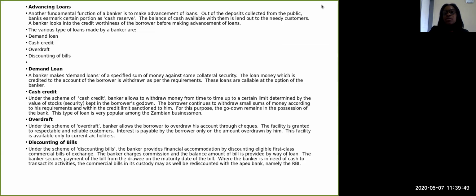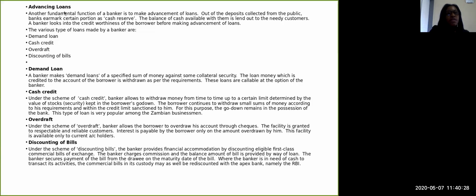So creditworthiness, what this means, let's take for instance, if you have a loan with Barclays Bank, then you want to go get another loan with, let's say, Zanaco. The bank, which is Zanaco, will look at your creditworthiness if you have other loans outstanding, or they'll look at whether you are an individual who can be able to pay back their loan. That is how they look at the creditworthiness of the person.